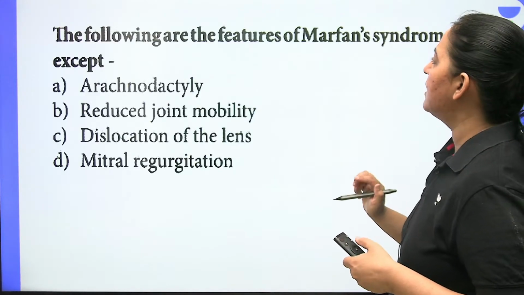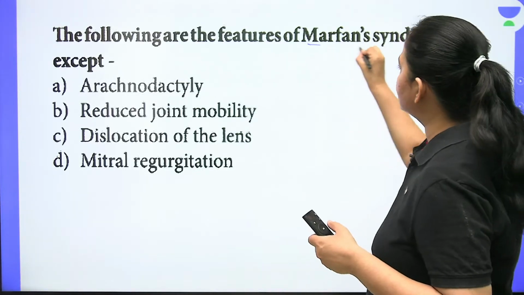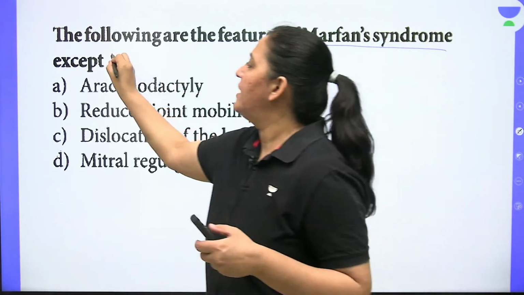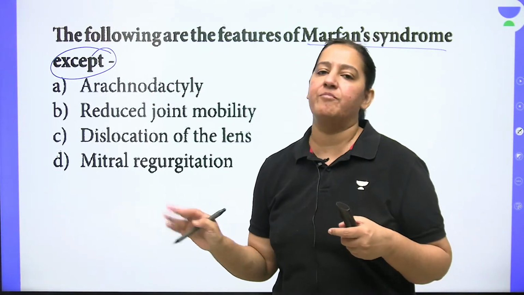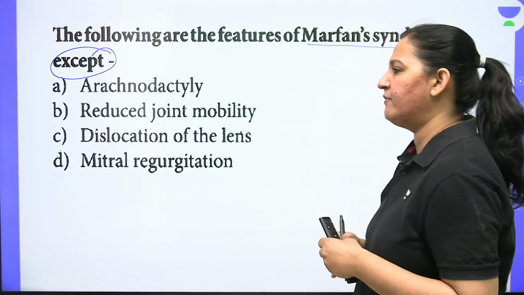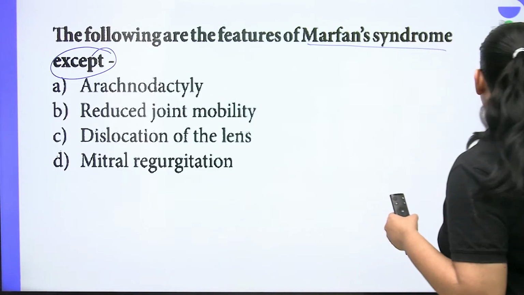Okay, let me come to the next question. Which of the following features is not a feature of Marfan? I'm saying except. Can you read the four options? Can you tell me what is the correct answer here? Which of the following is not a feature of Marfan?